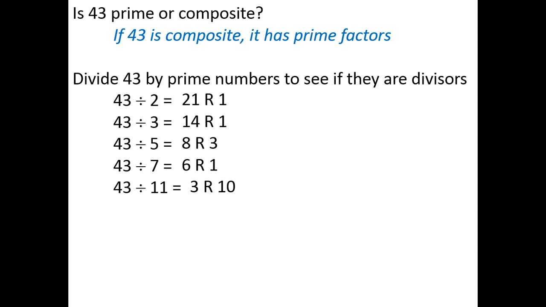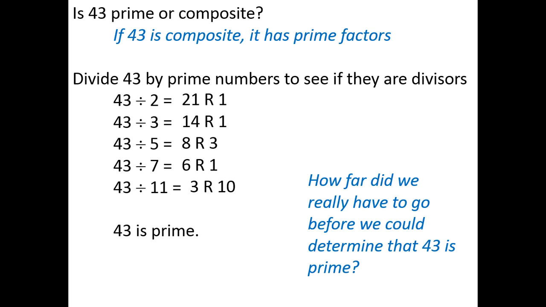So what you see we're doing is we're trying to take this number and find out if it has prime factors other than itself and 1. If it does, it's composite, and we haven't found any prime factors in 43 yet. So we're going to conclude that 43 is prime.